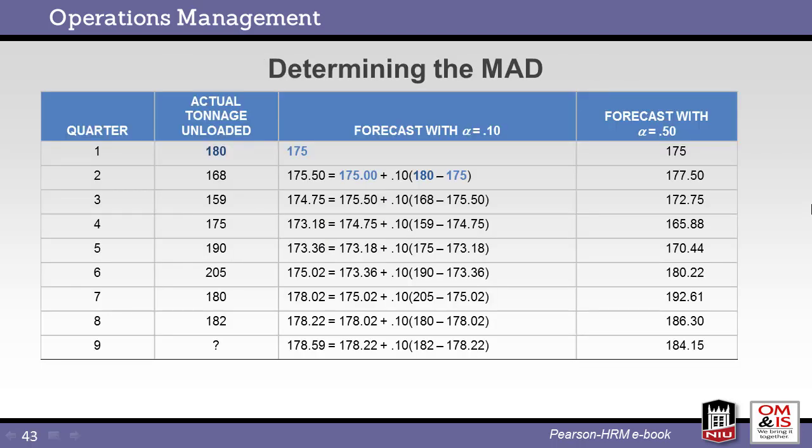We start by calculating the quarterly forecast with alpha values of 0.1 and 0.5. In the third column, we show the actual calculations, while the fourth column simply shows the results of the calculations.